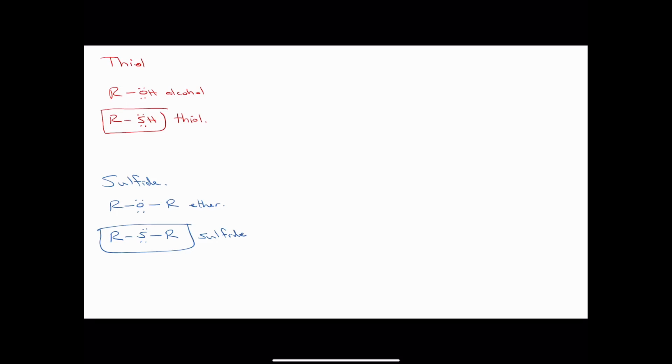And so you have to be able to recognize a thiol and a sulfide. Next, we have what's called an anhydride. Anhydride means lacking water, and I'll explain that further on in the class or later on in the class. But an anhydride looks like this.